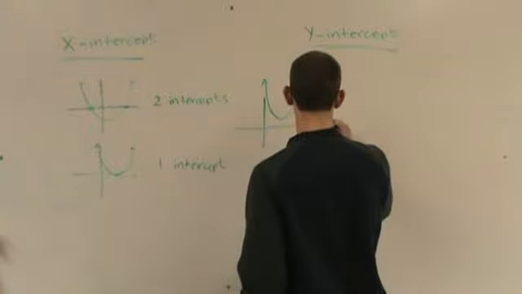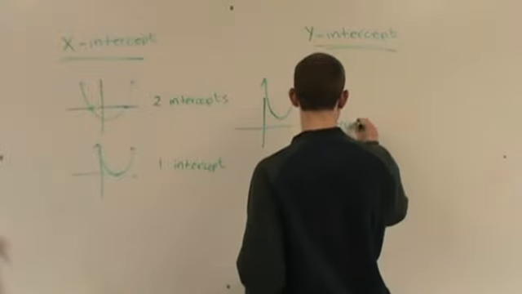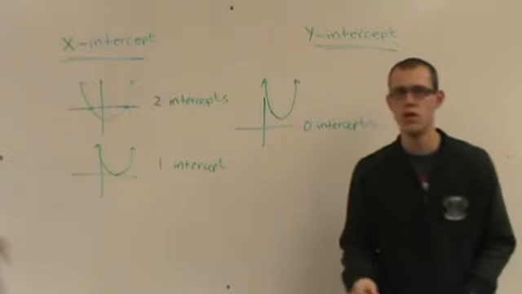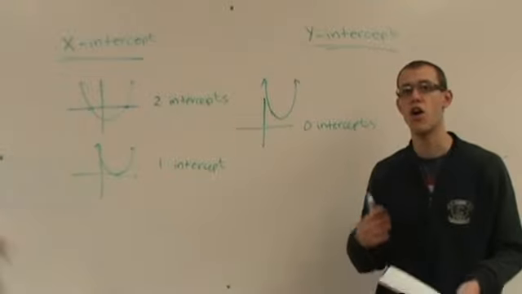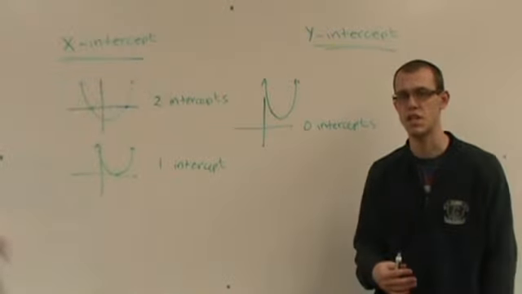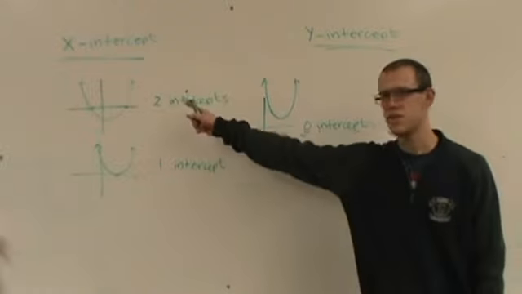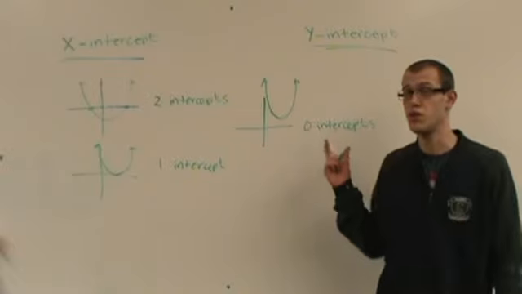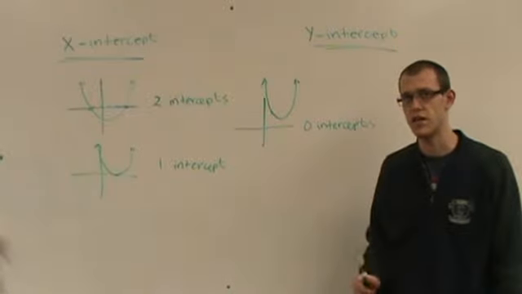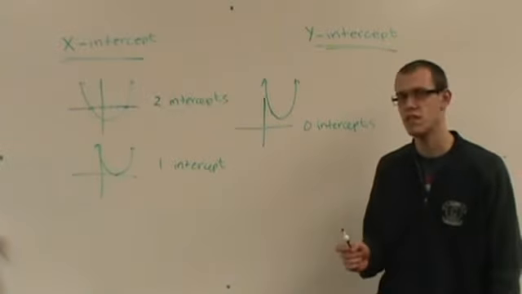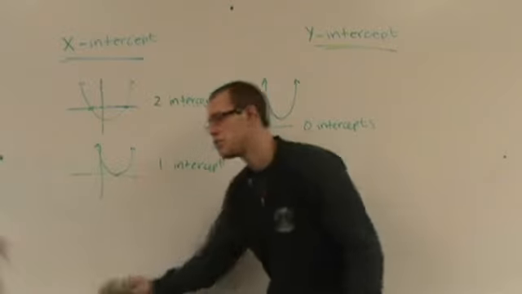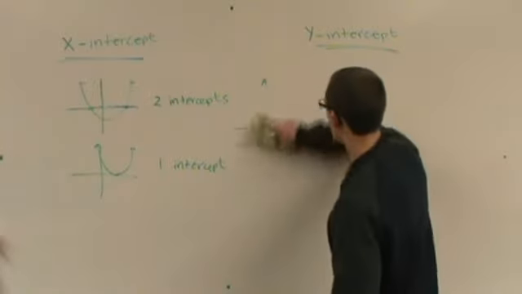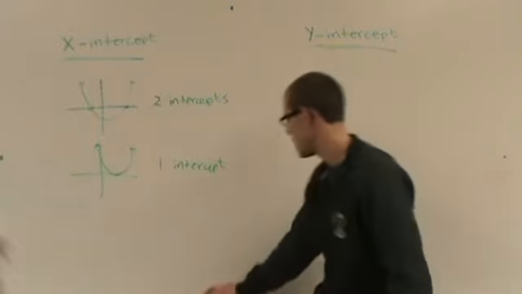So 0 intercepts. So notice these are our only 3 types of intercepts. You can have 2 intercepts, like the top image, 1 intercept like the bottom, or 0 intercepts like this image on the right. Okay? Now I'm going to erase these, especially this one right here, because I want to work now with y-intercepts.